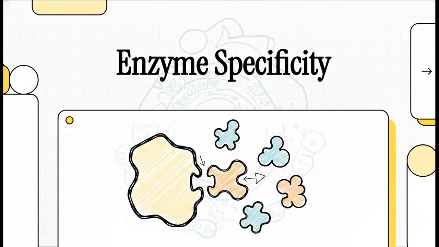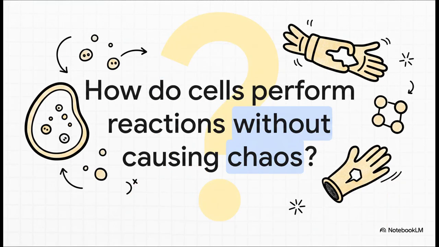Hey everyone, and welcome. Today, we're going to dive into something that is, honestly, one of the coolest and most elegant ideas in all of biology, enzyme specificity. It's the secret sauce that lets your body run millions of chemical reactions with unbelievable precision. I mean, really think about that for a second.